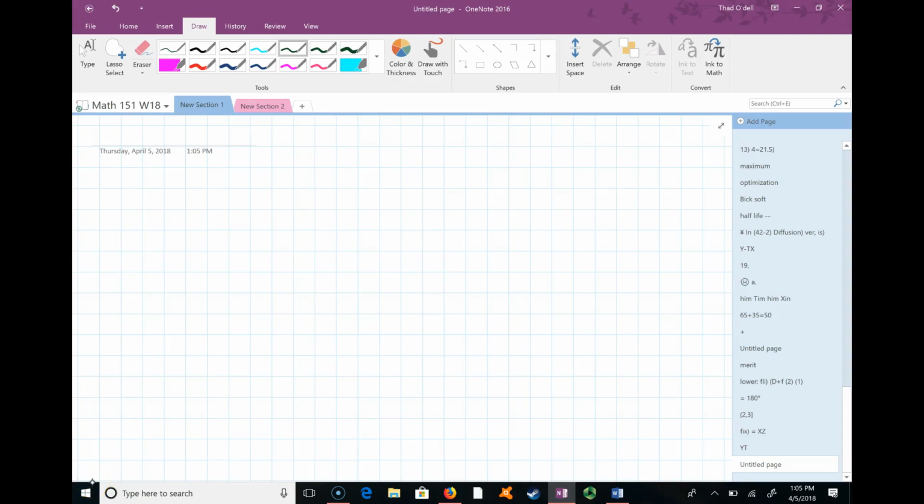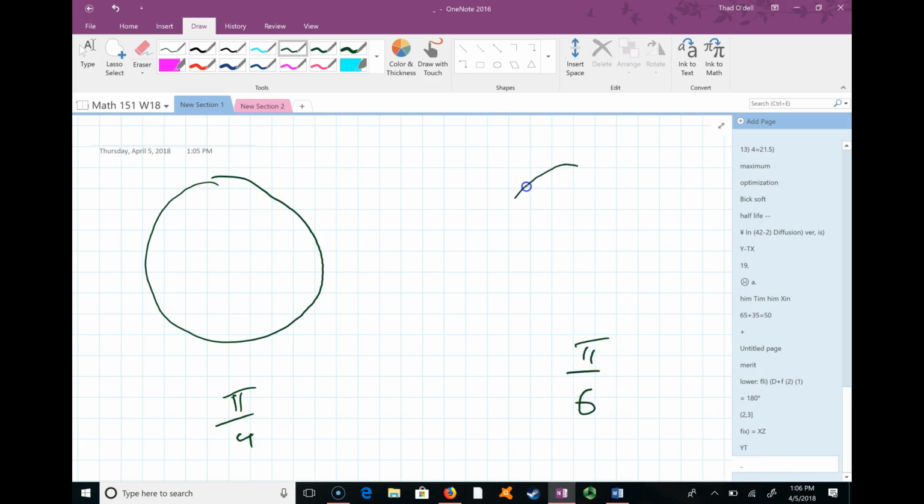Okay, this video is on getting to know the radian measure angles a little bit better. I wanted to zero in on what you need to know. Really, you need to know really well the multiples of pi over 4 and the multiples of pi over 6. So I'm going to draw two circles to represent that.